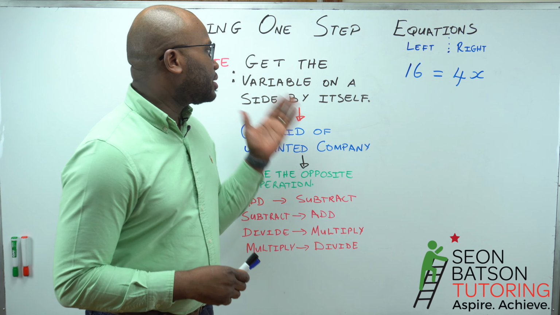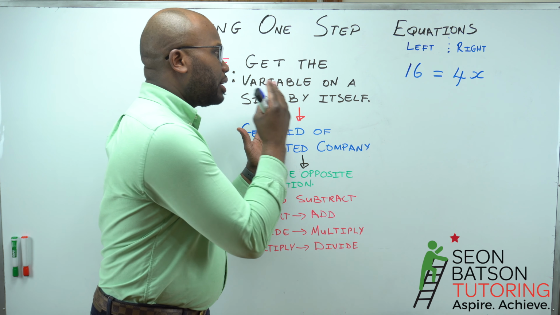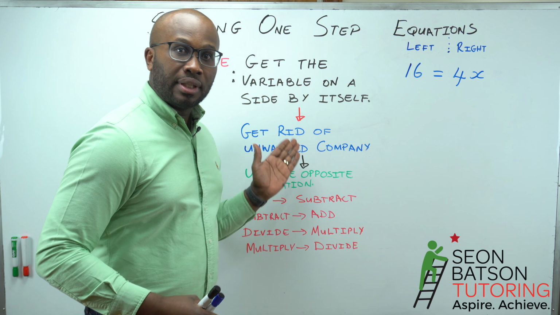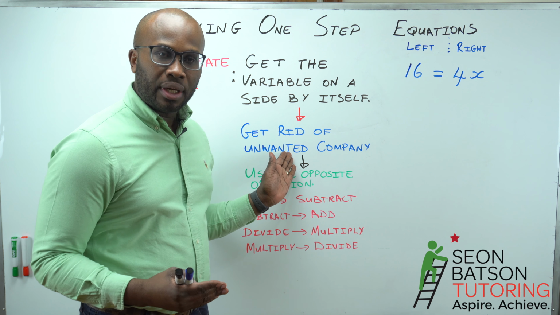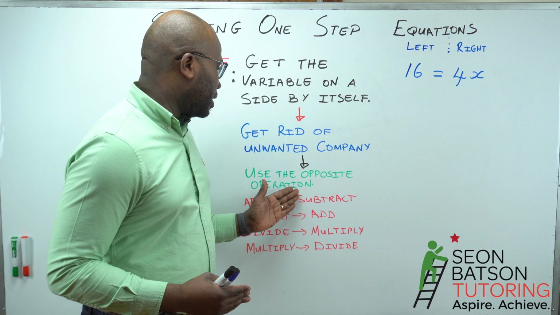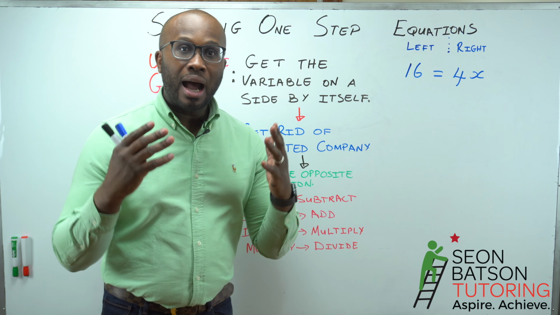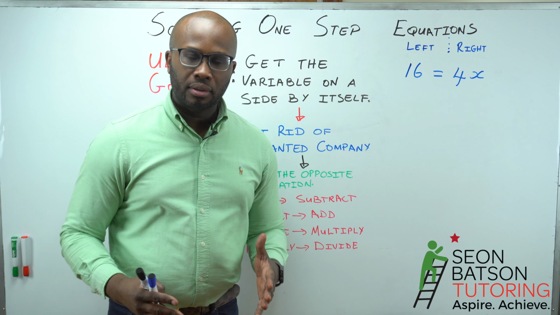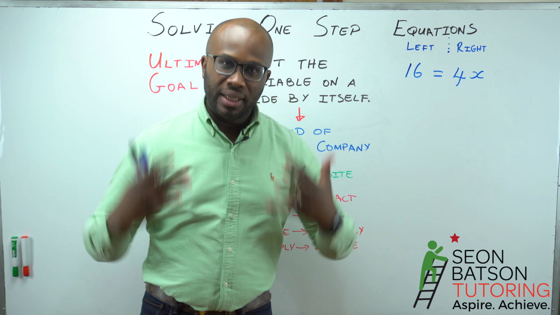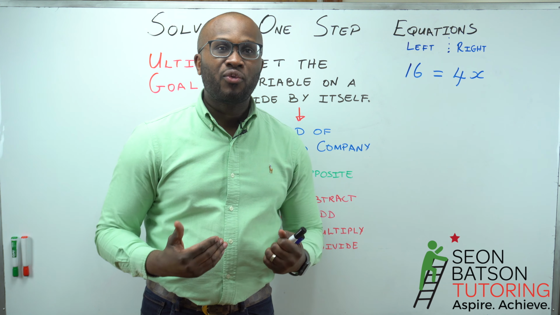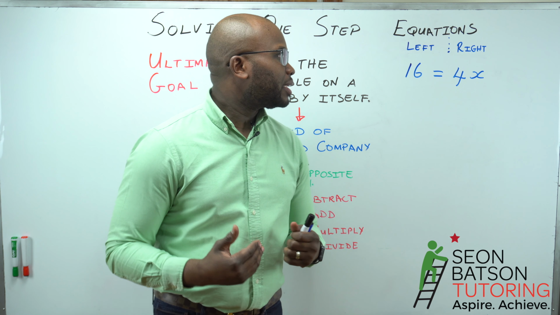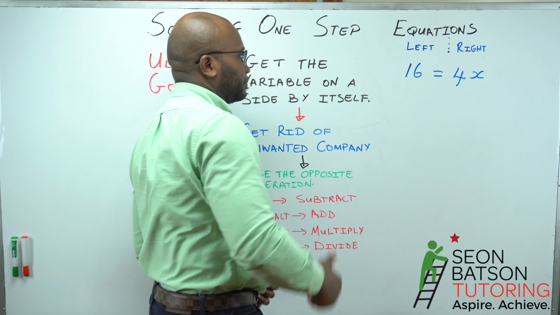The ultimate goal is to get the variable on a side by itself. To get the variable by itself, we will have to get rid of an unwanted company. To get rid of the unwanted company, we will use the opposite operation. Pause the video, give it a try, and then come back and let's see if we will get the same answer. Yes? Now, welcome back.